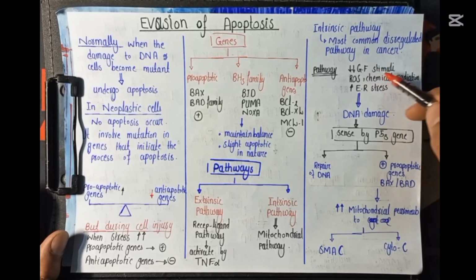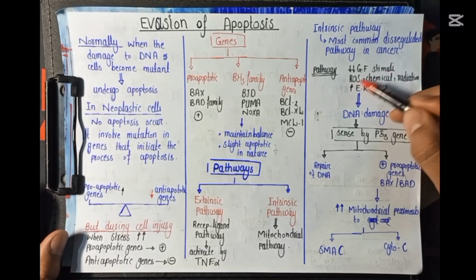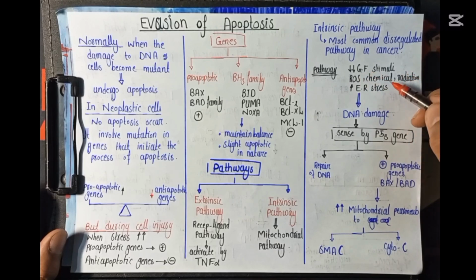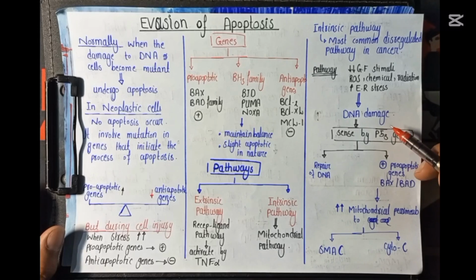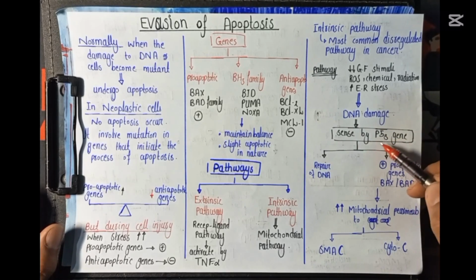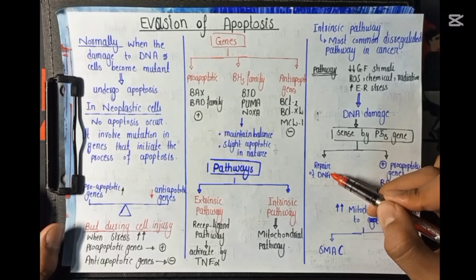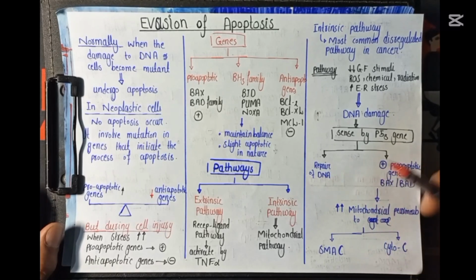Whenever there is a decrease in the growth factor stimuli, or there is an increase in the concentration of reactive oxygen species, chemicals or radiation, or there is an increase in the endoplasmic reticulum stress, all of these changes cause damage to the DNA. And whenever there is damage to the DNA, this DNA damage is sensed by the p53 gene. And when the p53 gene is activated, it either repairs the DNA, or when there is no repair, there is activation of the proapoptotic genes like BAX and the BAK family.